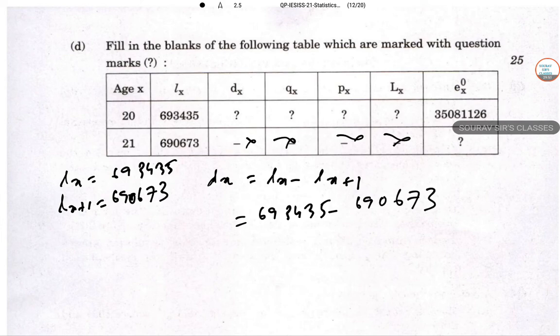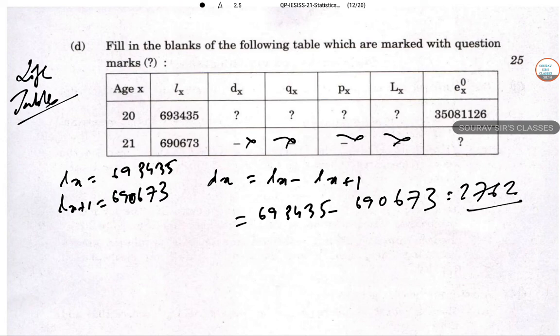Let me just explain. With respect to the upcoming age, what is happening? This is the life table based thing. 693435 minus 690673 will give you 2762. So the first one is 2762.